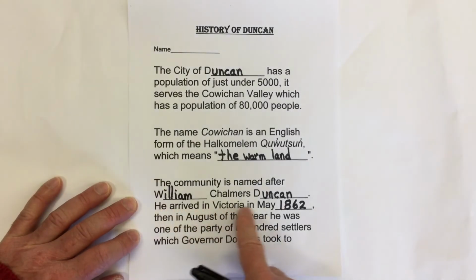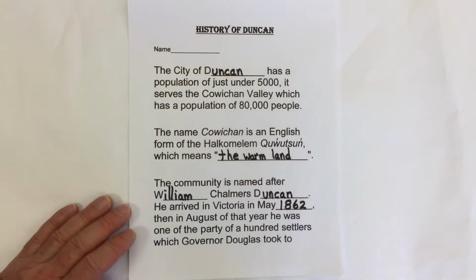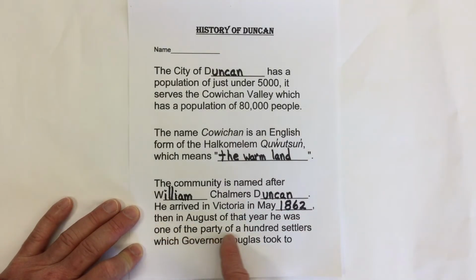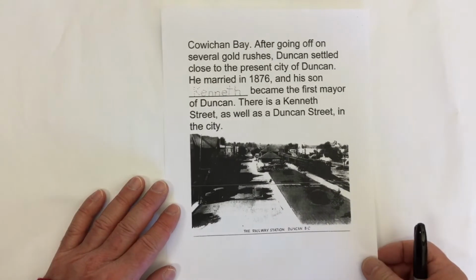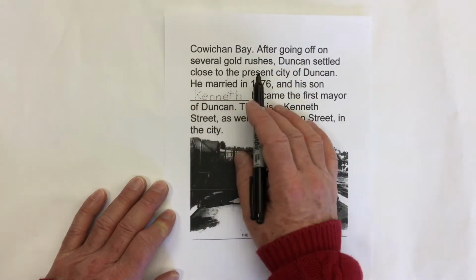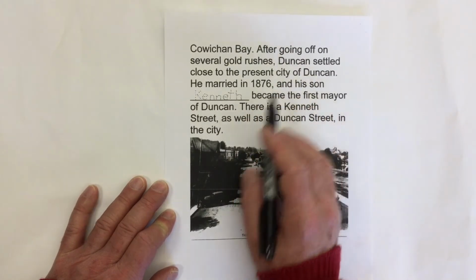He arrived in Victoria in May of 1862. Wow, that's 160 years ago. Then in August of that year, he was one of the party of 100 settlers which Governor Douglas took to Cowichan Bay. After going off on several gold rushes, Mr. Duncan settled close to the present city of Duncan.